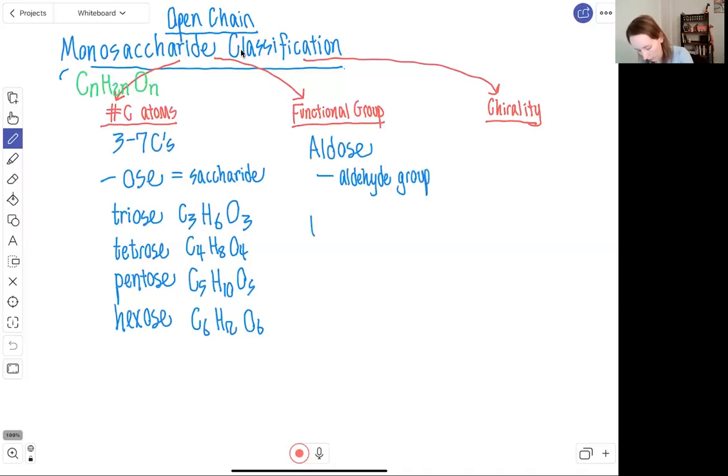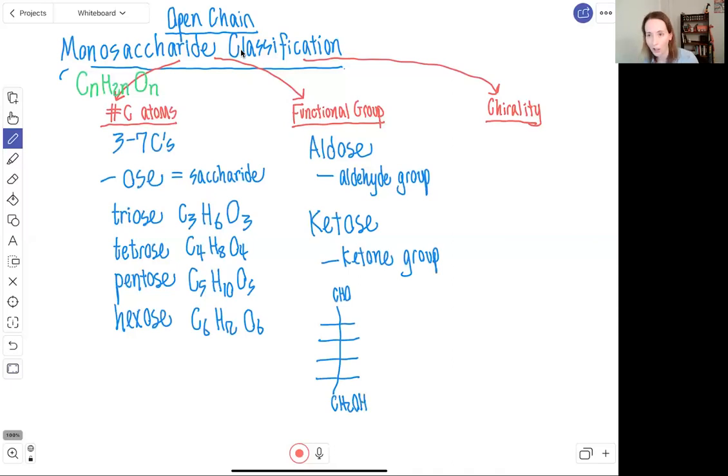A ketose, the KET there of ketose, refers to there being a ketone group in the open chain. And so, for example, we could take a look at, let's say, D-glucose. I'll draw the structure of D-glucose here. And we can think about the structure of D-glucose and classify it based on these criteria about number of carbon atoms and functional group.